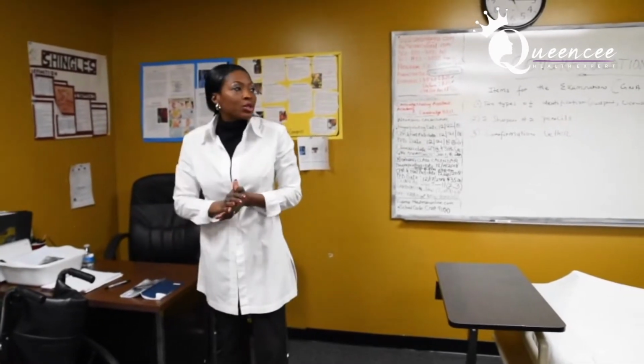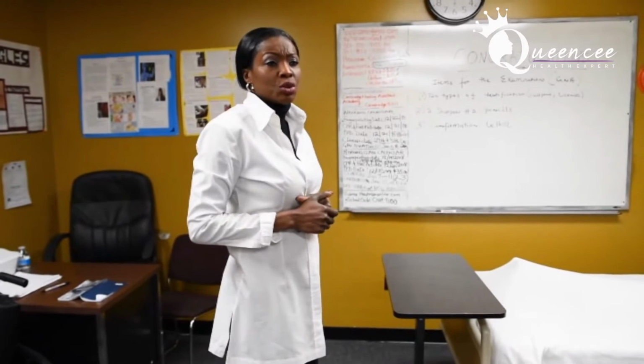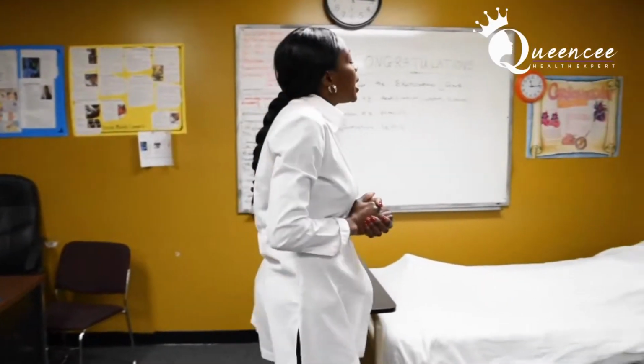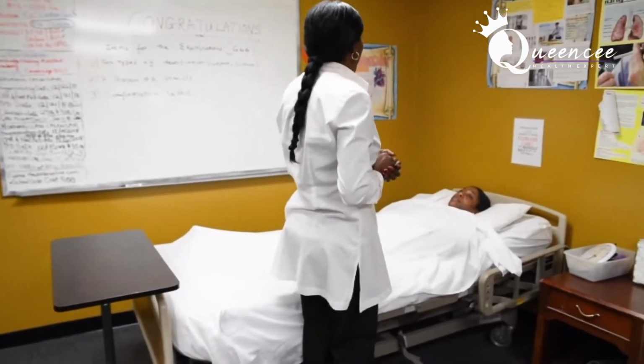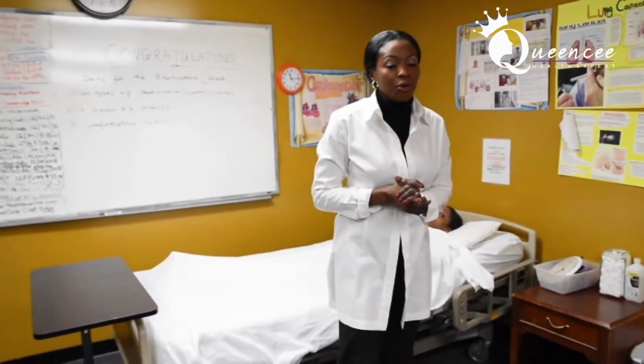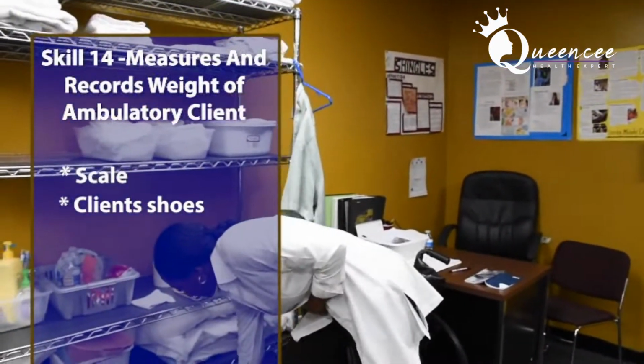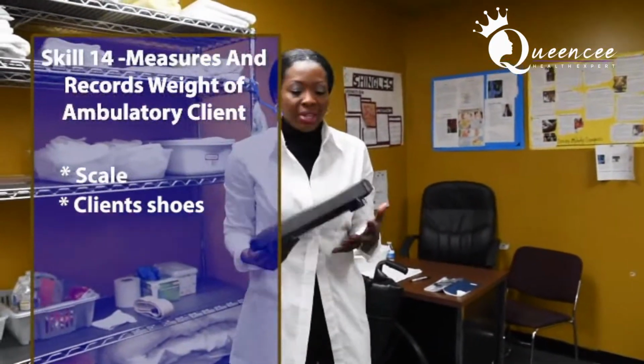Okay, so this is another measuring skill. Measure and record weight of an ambulatory client. I've looked on my skill form. This is what I would do. Okay, go to my client. Hi, Ms. Nafisa. I'm here to weigh you. Is that okay with you? I'll be right back. Let's write this down. For weight, your equipment is the scale.